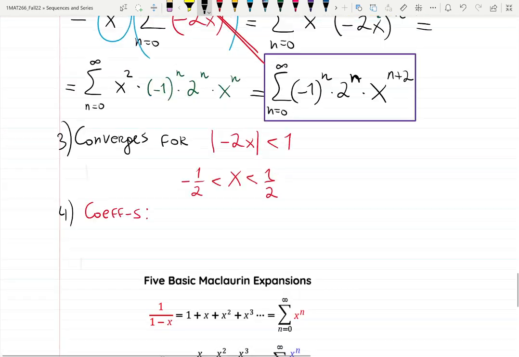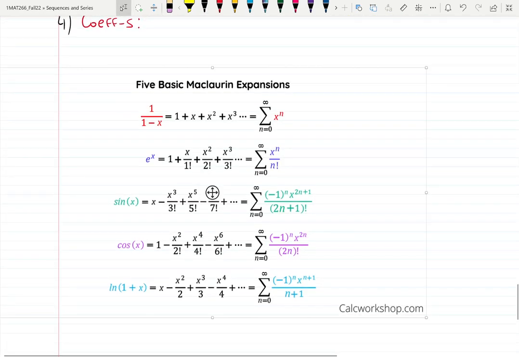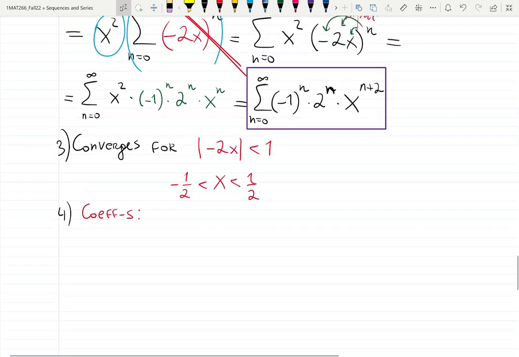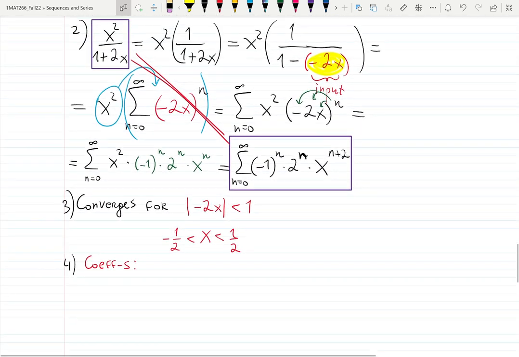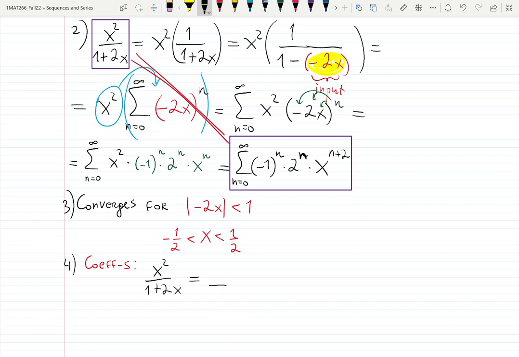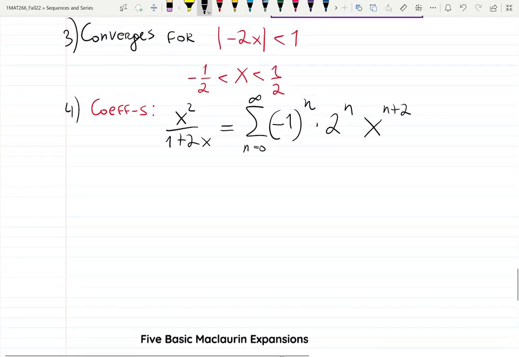Let me write down one more time this amazing idea of the equal sign, because that's very important. So x squared over 1 plus 2x, the given function, now is equal to the alternating series we found: sum of minus 1 to the n, 2 to the n, x to the n plus 2, starting from 0. This is what we found.